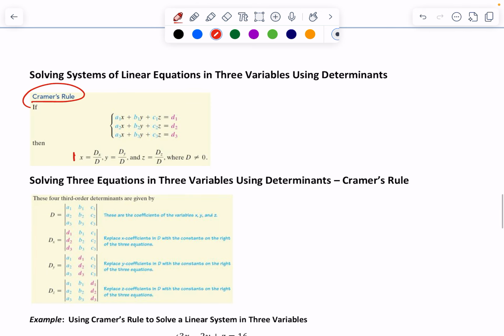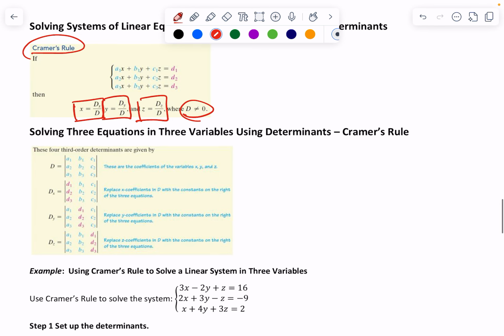Again, our x is going to be D sub x divided by D, y is going to be D sub y divided by D, and z is going to be D sub z divided by D, where D cannot equal 0. And here are our 4 third order determinants. So D, these are coefficients of the variables x, y, and z.